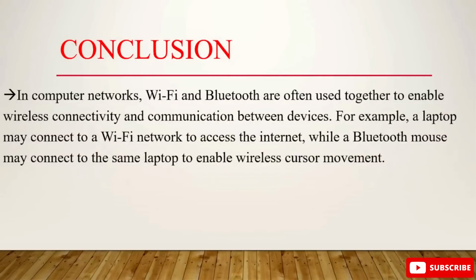So we can summarize that Wi-Fi and Bluetooth are often used together to enable wireless connectivity and communication between devices. For example, a laptop may connect to a Wi-Fi network to access the internet, while a Bluetooth mouse may connect to the same laptop to enable wireless cursor movement.